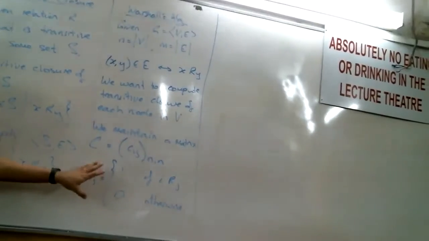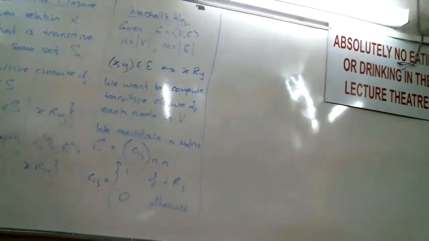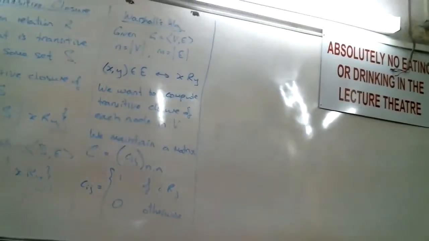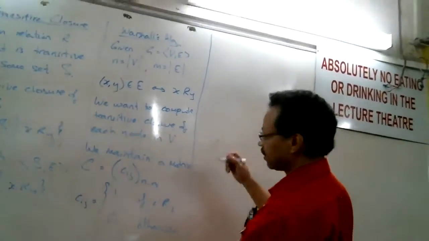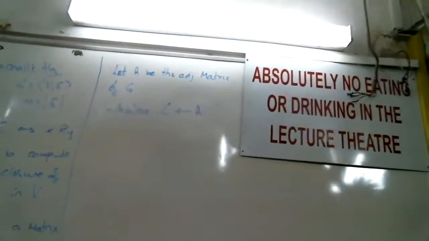Now initially we're going to initialize C to be the adjacency matrix. So let A be the adjacency matrix of G, and initialize C with A. So initially, these Cij's will just be exactly the binary relations that you're given.